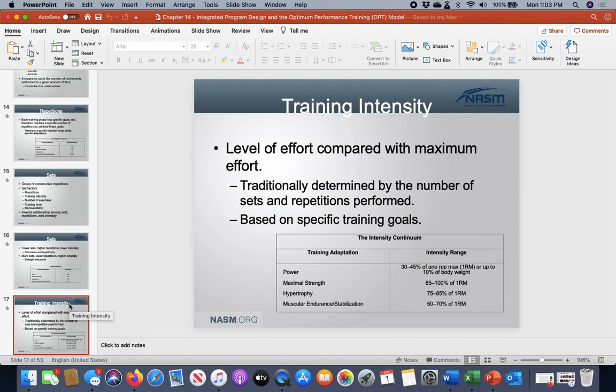And those are your ranges to work within for your intensity.